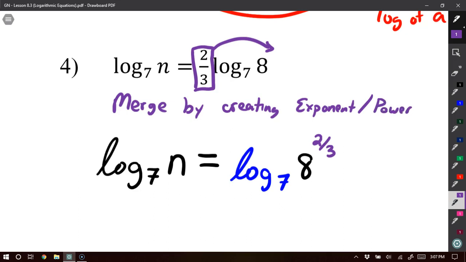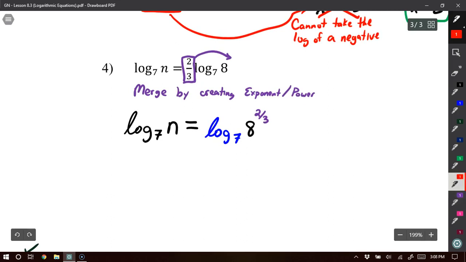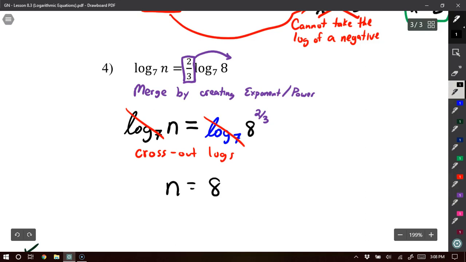Now I look at, well, what solving structure do I have? Do I have log equals log, or do I have log equal a number? And in this case, it's log equals log. Man, those are nice. Because when it's log equals log, I can cross out my logs. And so boom, boom, gone. So I have n equals 8 to the 2/3.